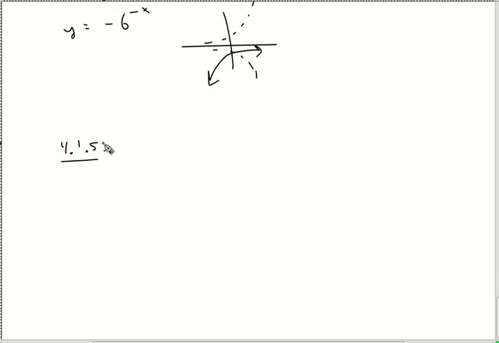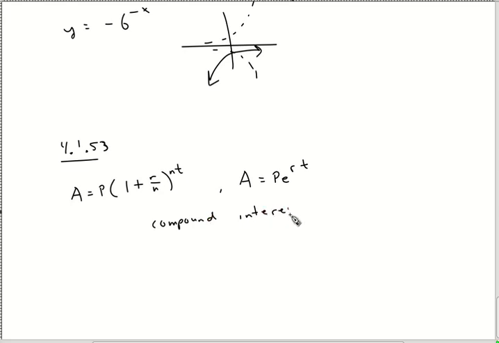For 153, trying to make them 3's look good. So I got A is equal to P times 1 plus R over N, all to the NT. And they also have, as another formula, A is equal to P times E to the RT, the PERT formula. This is compound interest. I know my handwriting is not the best, but that's why I say it out loud.